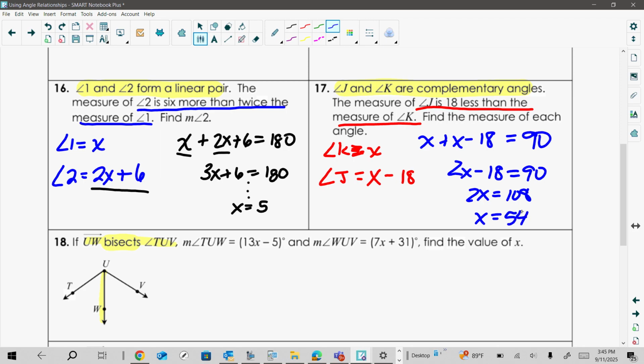We're taking this answer because they want us to find the measure of each angle. Well, K is 54. J is 18 less than that, which would be 36.